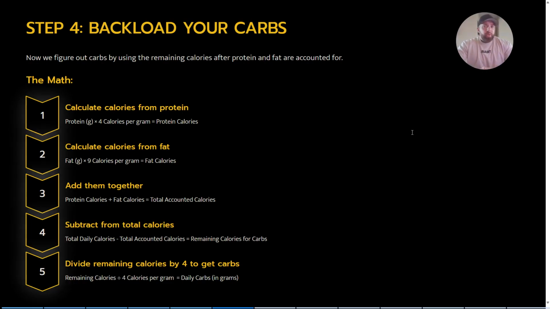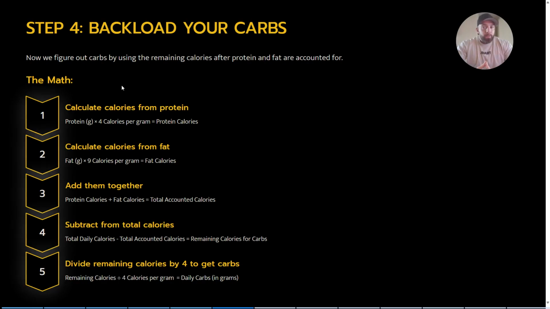Now we figure out your carbs by using the remaining calories after protein and fats are accounted for. So you remember for our first equation, the 175 times 15 and the 260 times 11, those calories. We have to calculate your calories from the protein that we just got, calculate your calories from the fat, add them together, and then subtract them from the total amount of calories you have available to figure out how many calories in carbs you can eat and not go over your calorie amount. I know that's a lot, but it'll make sense.